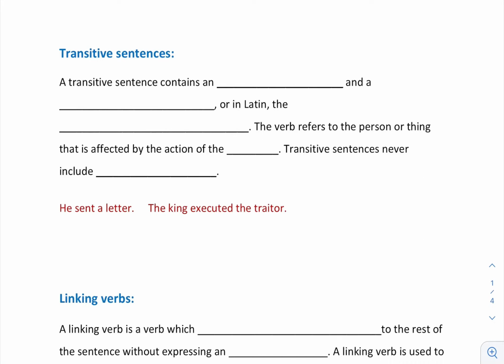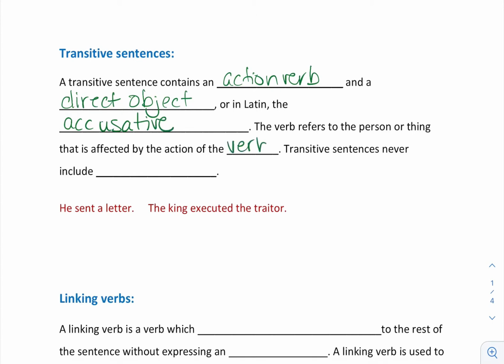A transitive sentence contains an action verb and a direct object, which, as you know, in Latin is called the accusative. Now, the direct object refers to the person or thing that is affected by the action of the verb, which is why it has to be an action verb. And transitive sentences never include linking verbs, and the linking verb that you know is the to be verb. So am, is, are, was, were, be, being, been. So always an action verb.